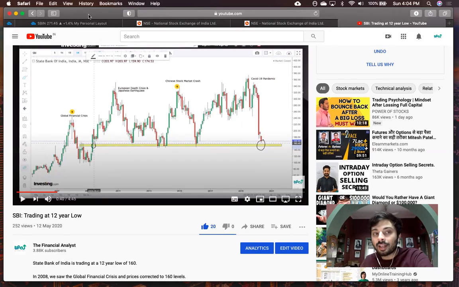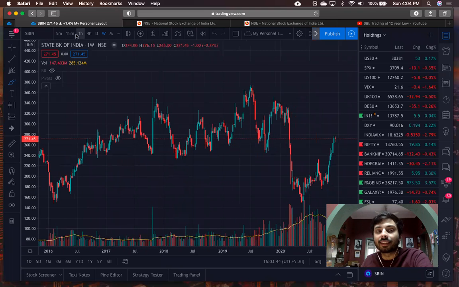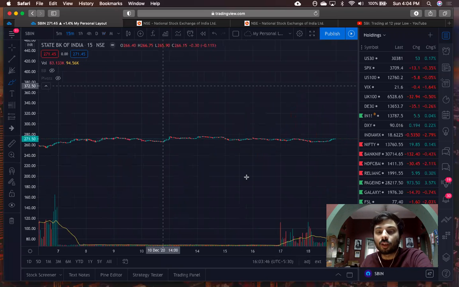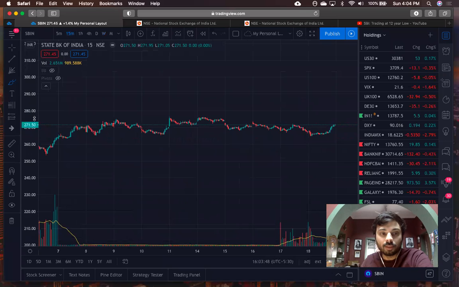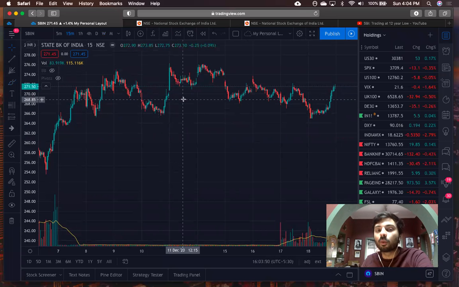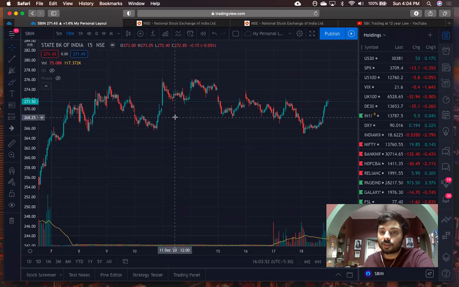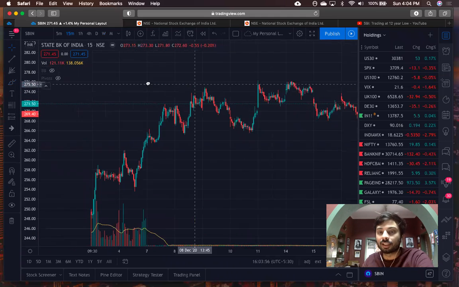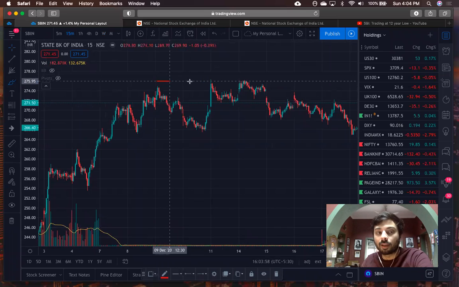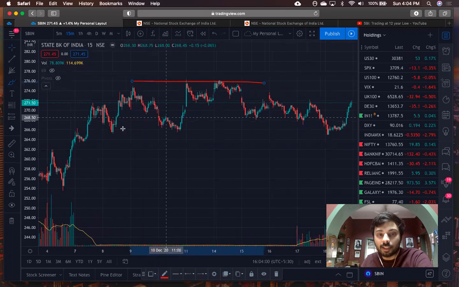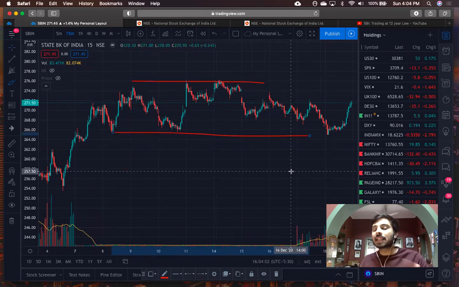So if you are finding levels like this, if you go on a 15-minute chart and you are finding a level, let me just zoom it out for you. Most of the mistakes that I see in the market, which we get from our clients, is that they open a 15-minute chart and they draw these levels. And they say, buy above 275, you can short SBI below 265. And that's what they come up with.